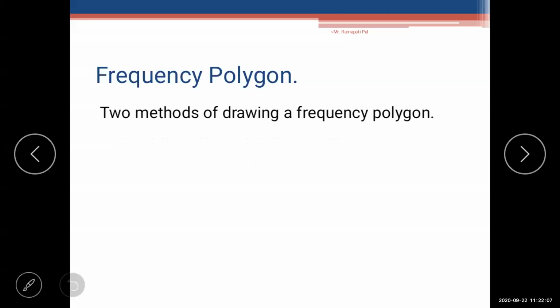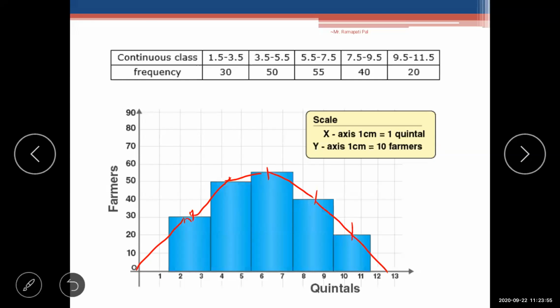What is the center here of 1.5? This is the center. And we call it a frequency polygon, drawn with the help of the histogram. We have to take the classes as continuous classes.